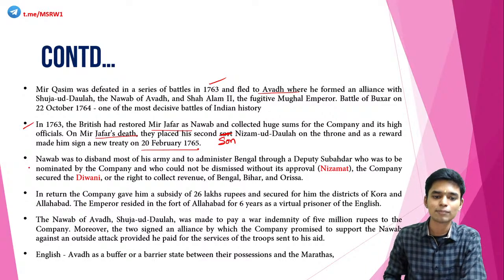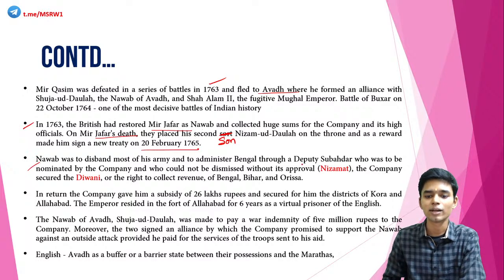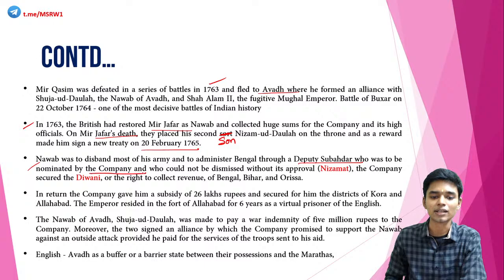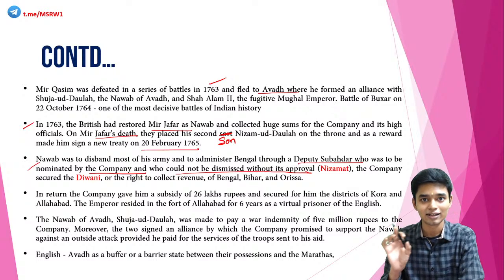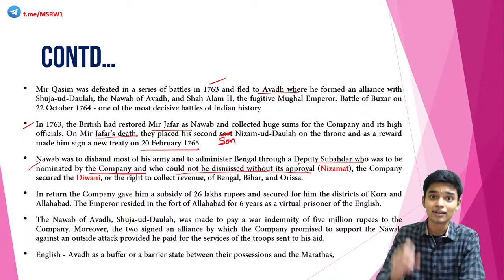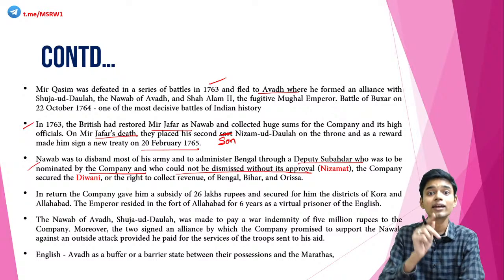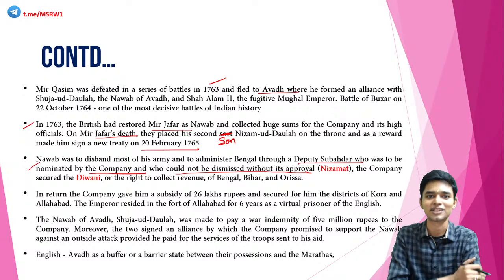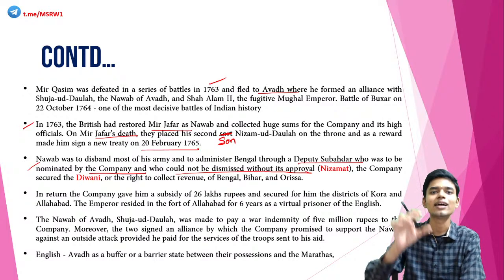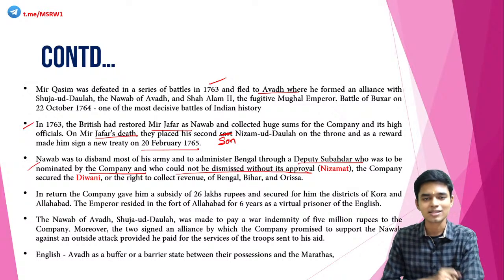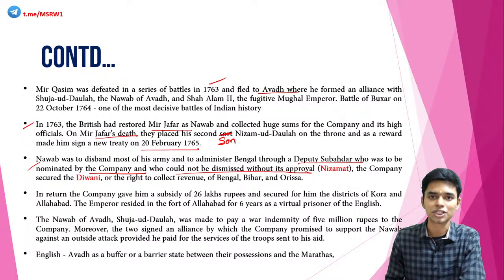The Nawab was to disband most of his army and to administer Bengal through a deputy Subedar who was to be nominated by the company and who could not be dismissed without its approval. Okay, the Nawab has to administer Bengal through a deputy Subedar, and this deputy Subedar was actually appointed by the English East India Company, and he cannot be removed without the permission of the East India Company, which basically means this function, the Nizamat function, is in the hands of the English East India Company. Okay, Nizamat means law and order functions. Now it is in the hands of the English East India Company.